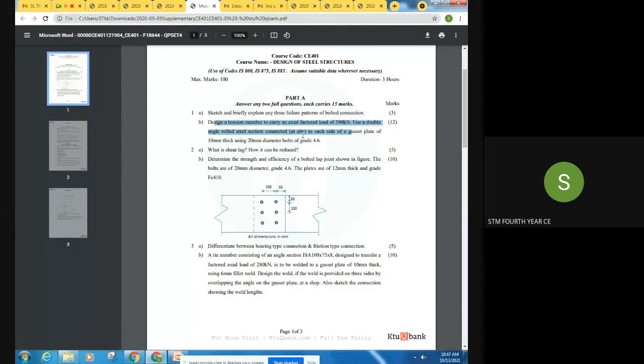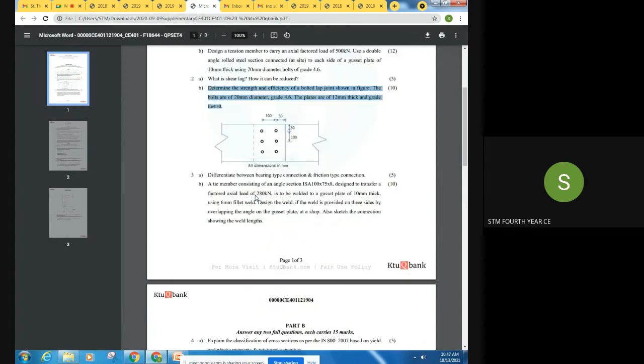Tension members are explained in the second module, so at that time we will see them in detail. Shear lag is also coming in the second module, and this problem is from the first module. This one you can solve, so I have given it as an assignment. You have to solve this, and if you are facing any difficulty, just inform me.